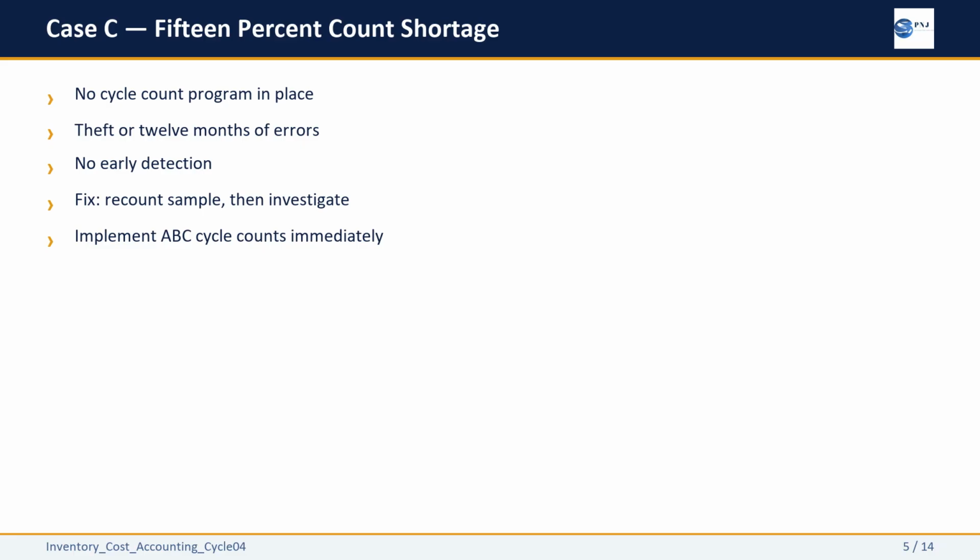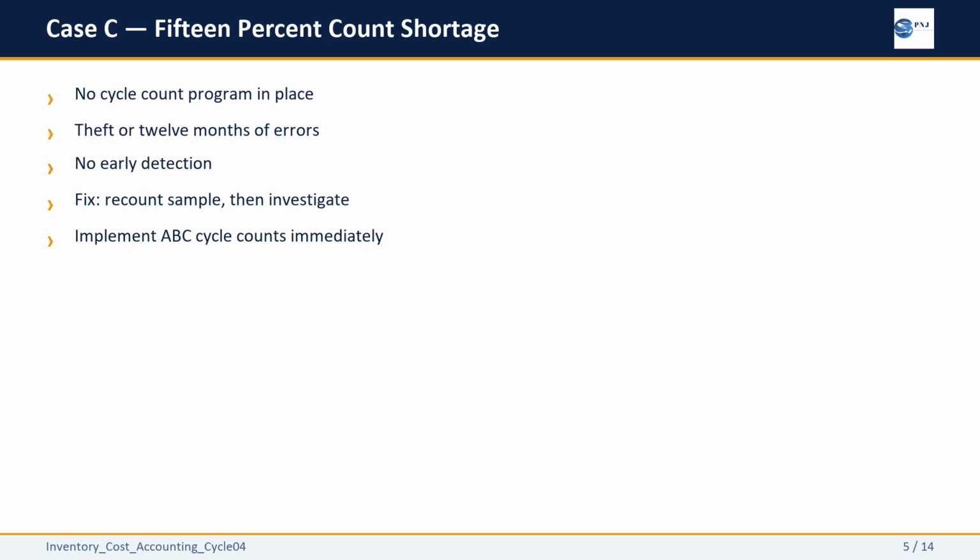In Case C, a physical count reveals a 15% shortage, and there is no cycle count program. That 15% is either systematic theft or counting and recording errors that have accumulated for 12 months with no early detection. Here is the key thing. Do not immediately adjust the books.